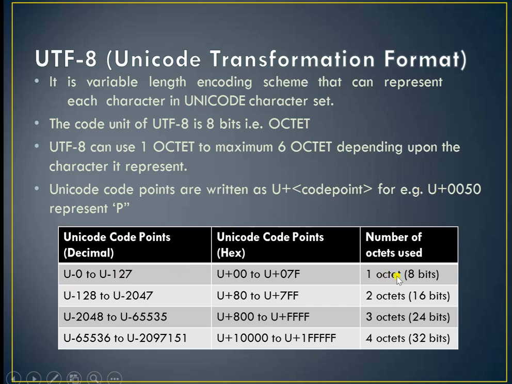Now you can see the range is here. According to the range, the number of octets will be used. For 0 to 127, only one octet is enough. For 128 to 2047, then 2 octets, that is 16-bit. Now 2048 to 65,535, then 3 octets, then 4 octets, and it also represents the bits.